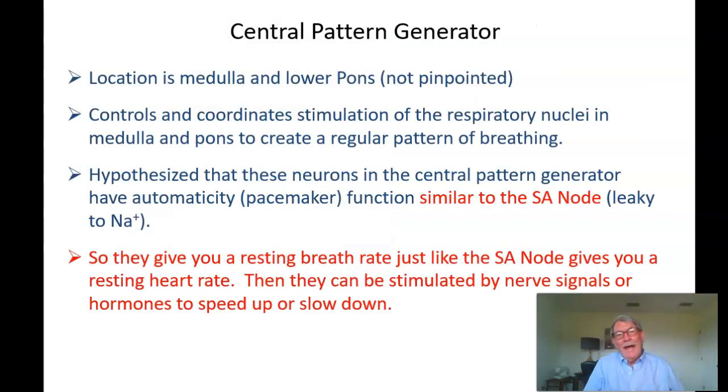You have a central pattern generator in there. It's kind of like your SA node on your heart. The central pattern generator will keep you breathing even if you don't have much stimulation going on. It'll cause you to breathe in and breathe out at a normal pace, even if nothing else much is going on. But that central pattern generator, just like your SA node during exercise, can be stimulated and make your heart speed up. You can alter the central pattern generator's pattern so that you breathe faster and deeper.